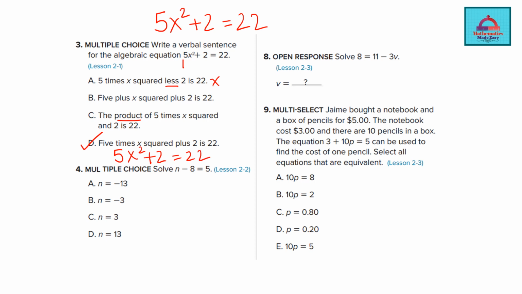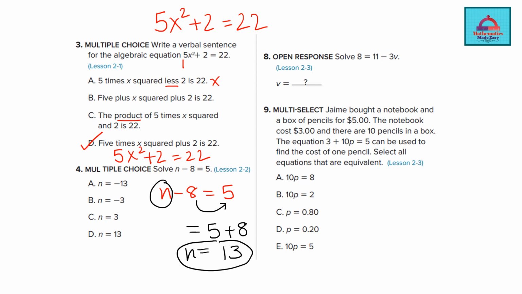Now let's solve the one-step equation. N minus 8 is equal to 5. We need to find the value of the variable n. So we are going to isolate it by moving 8 on the other side. It becomes 5 plus 8. So the answer is going to be 13. So the value of n is 13. The answer is D.